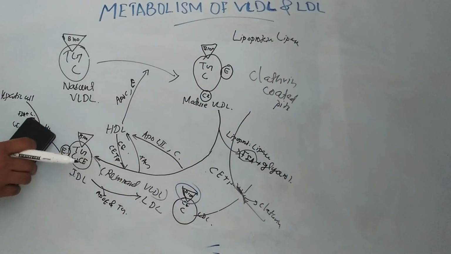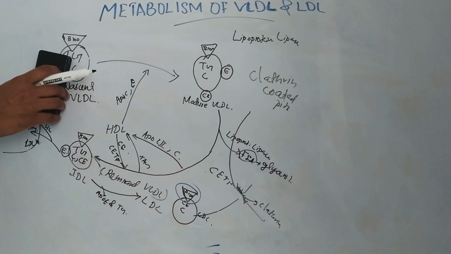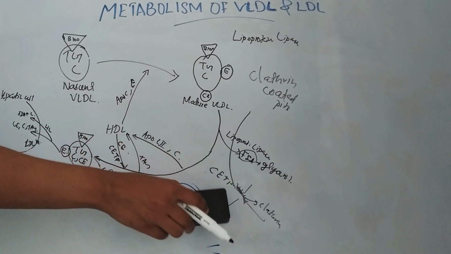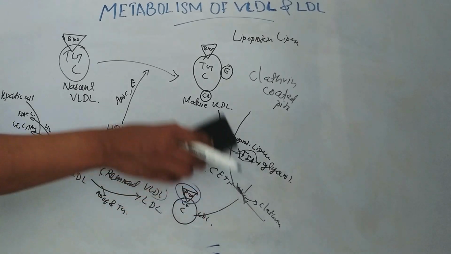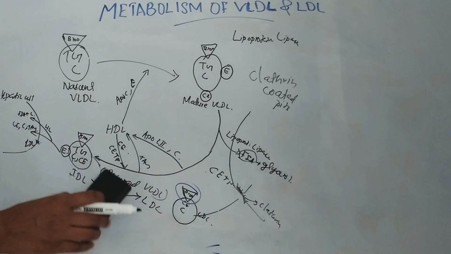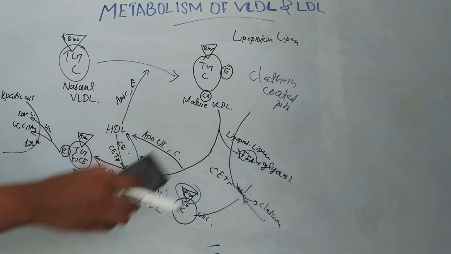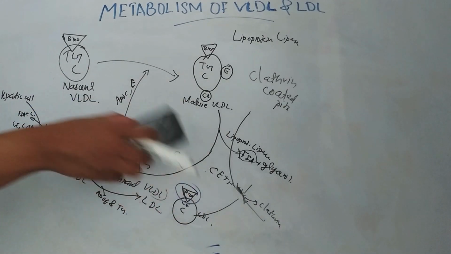So let's see the binding and internalization. When the LDL, that is the ApoB100, binds to the receptor, it will form a complex, the receptor LDL complex, and this complex is internalized by endocytosis.